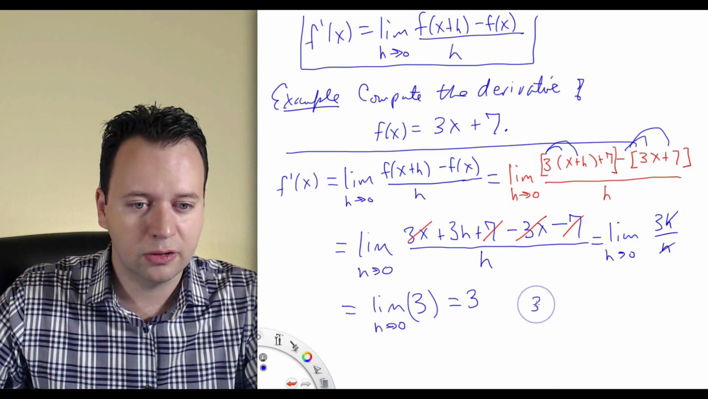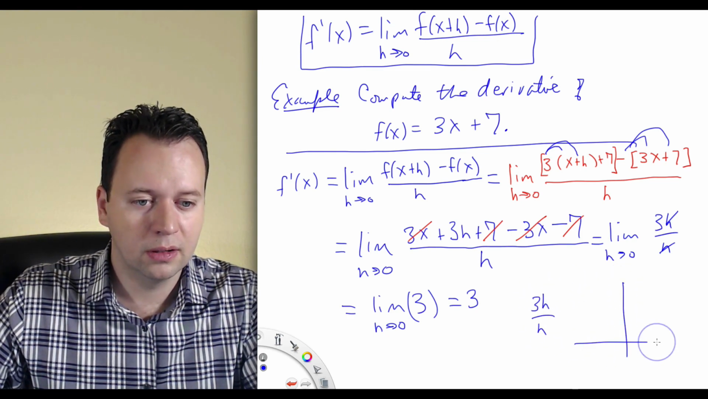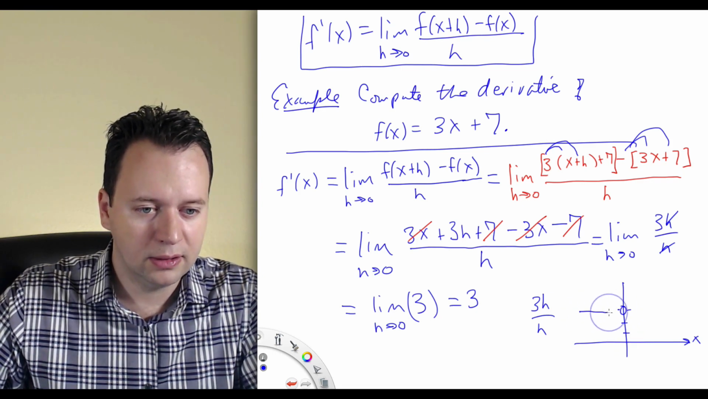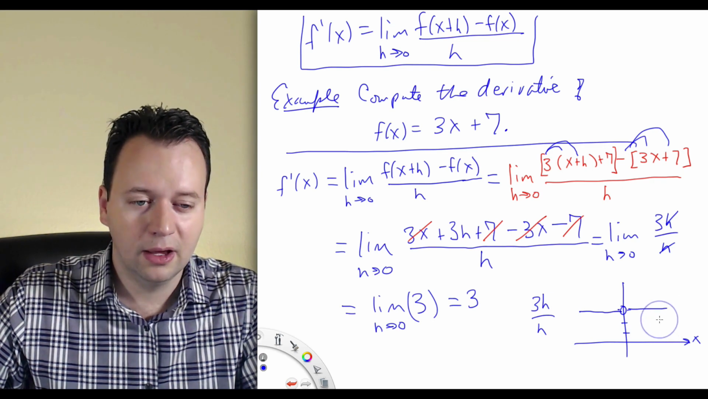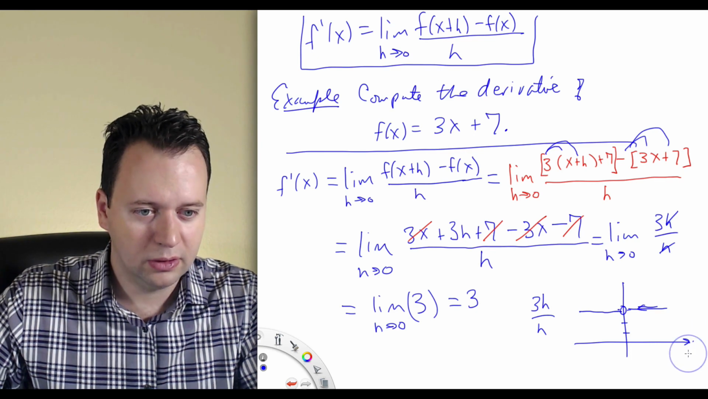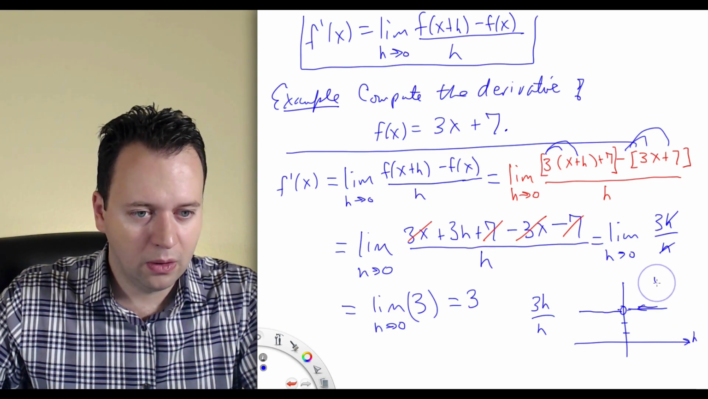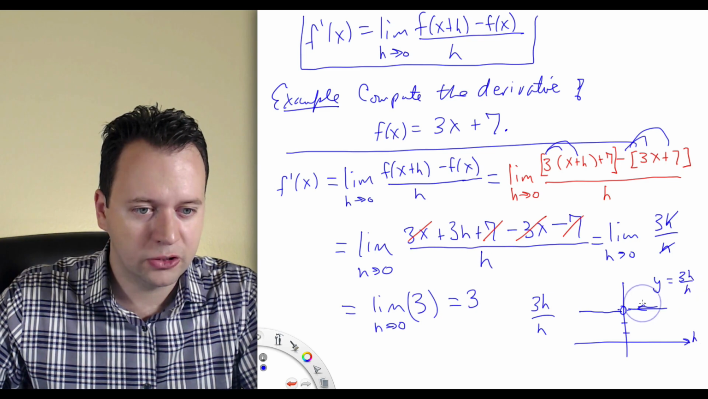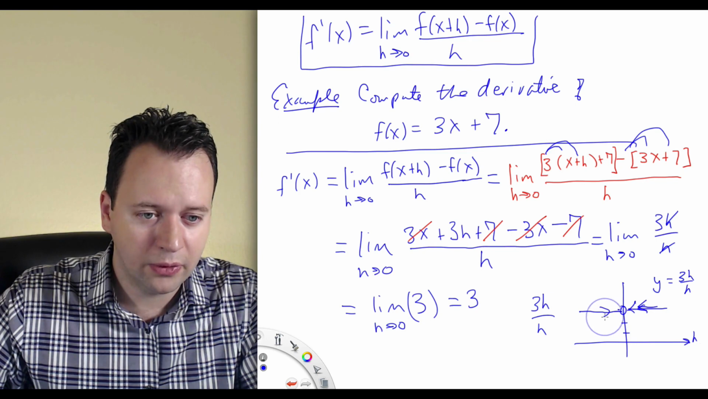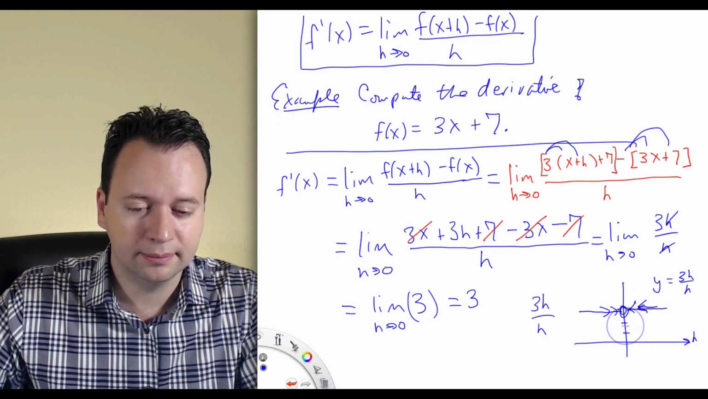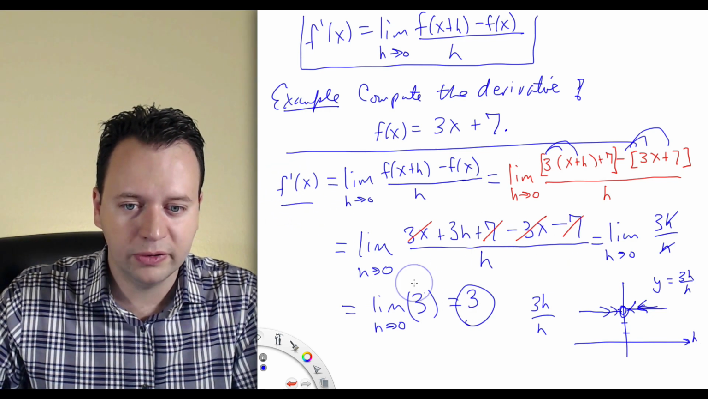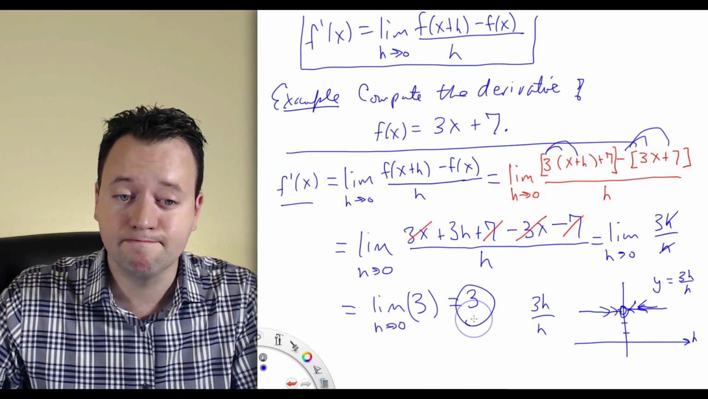So if you think of just the function 3h over h, it's a function with a hole in it. Oh, that's not x, that's h. So this is y equals 3h over h. It's a straight horizontal line with a hole in it. So when you take the limit as h goes to 0, you just get 3. So either way, the answer is 3. I never broke the equal sign, so f prime of x is equal to 3, just as I predicted.